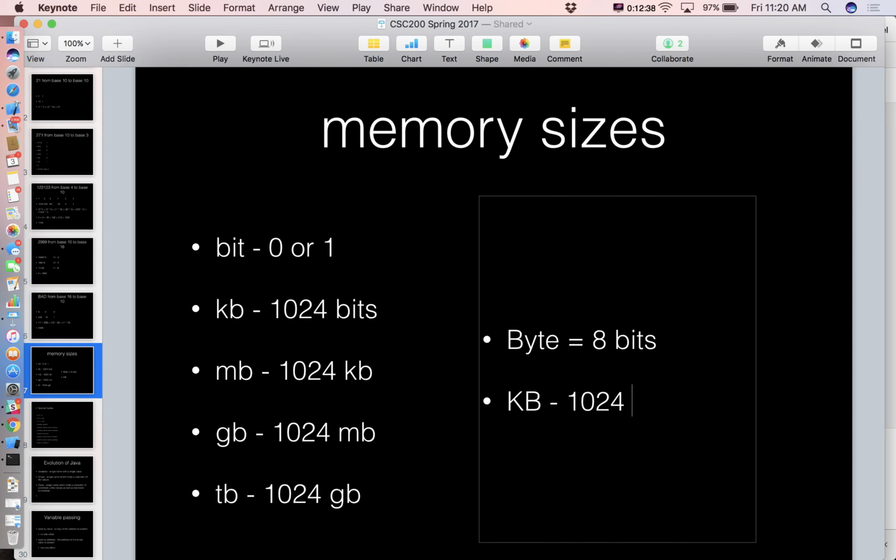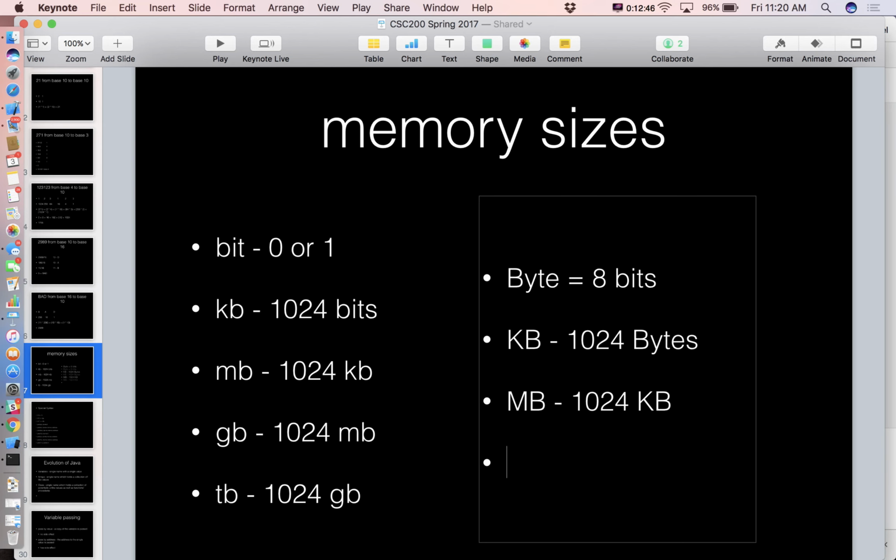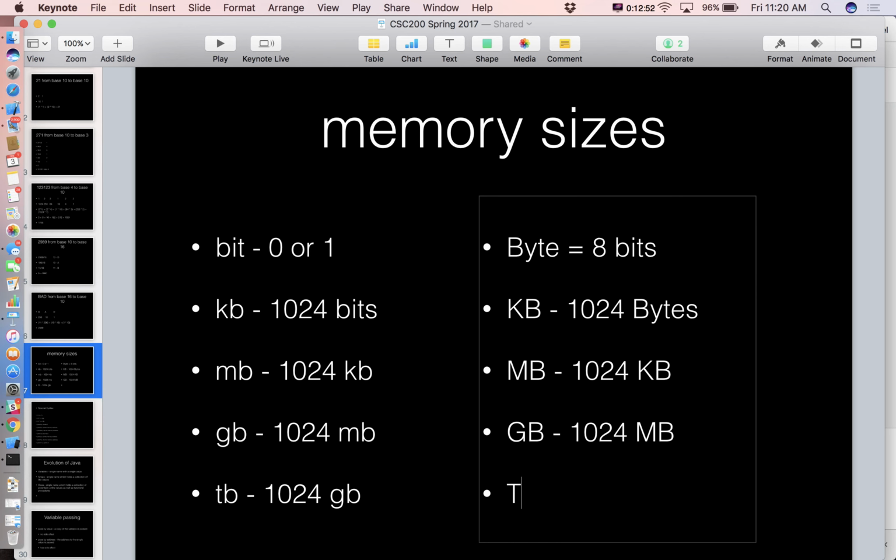On the other side of things here, we have a kilobyte, big B. This is 1,024 bytes. We have a megabyte, which is 1,024 kilobytes. We have a gigabyte, which is 1,024 megabytes. We have a terabyte, which is 1,024 gigabytes.